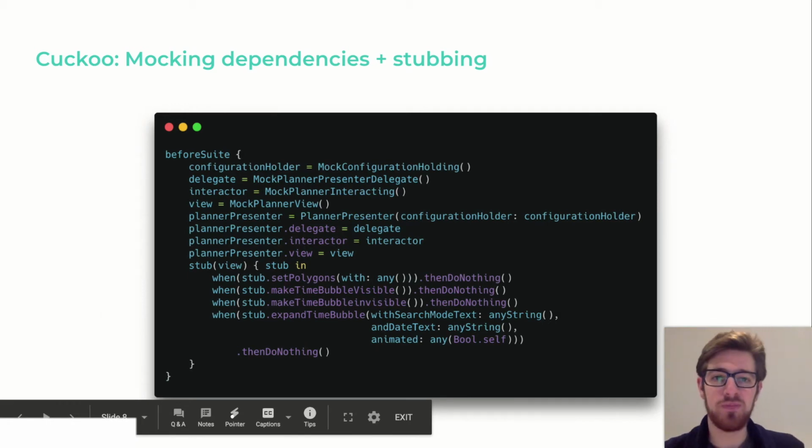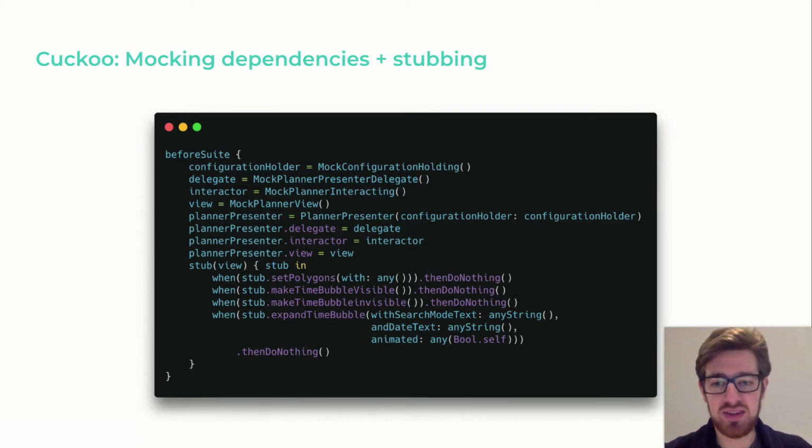So onto Cuckoo for mocking our dependencies and stubbing the functions on these mocks. So before suite is where we can put all of our setup for all the tests we want to add below this. So here you can see we're setting up a few mocks. So for example, the first one, configuration holder equals mock configuration holding. So configuration holding is a protocol to which configuration holder conforms. And then we just put mock before that.